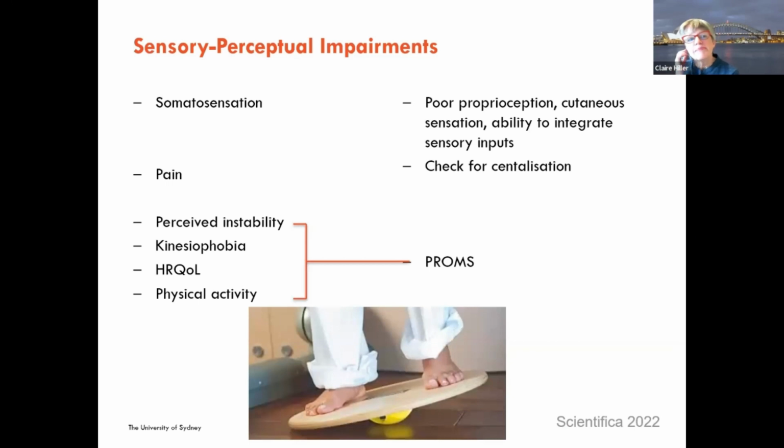And then, of course, as part of the sensory-perceptual impairments, you need to know what is the person's perception of their instability. Do they have kinesiophobia? Is it affecting their health-related quality of life? Has it affected their physical activity? We measure most of that by using patient-reported outcomes.